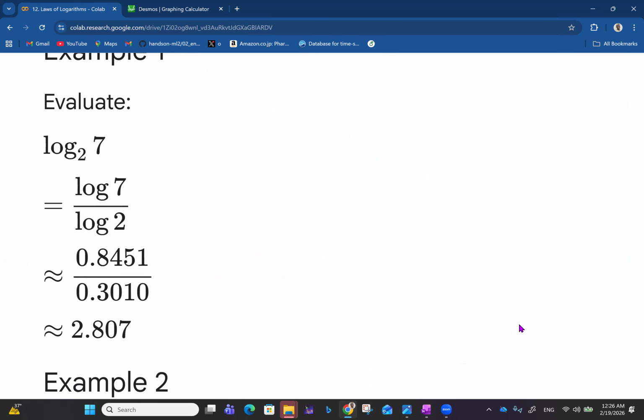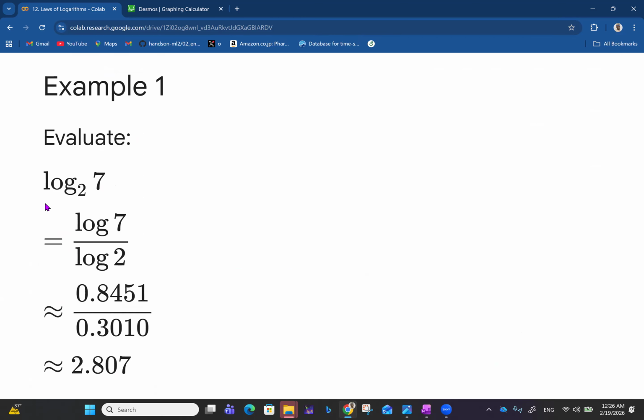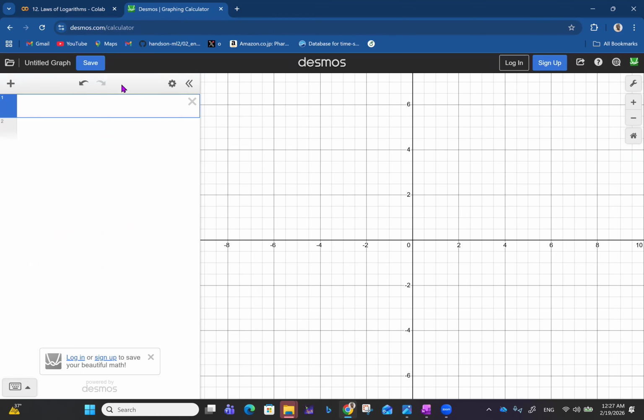So look at this example. Evaluate log 7 to base 2. Once you see this, don't be afraid. Just say it's the same thing as log 7 over log 2 in either base 10 or base e. And then you can just evaluate that using your calculator. Log 7 over log 2. I think it's better to do this: log 7 divided by log 2.